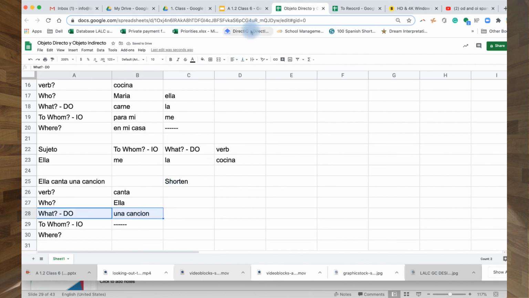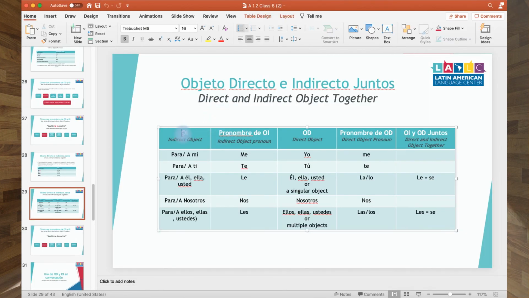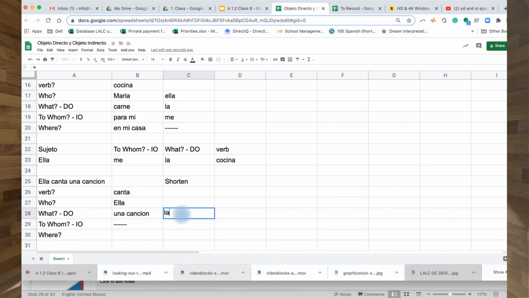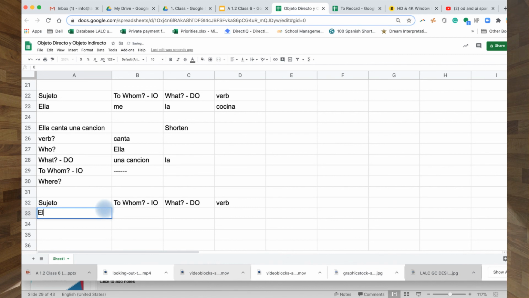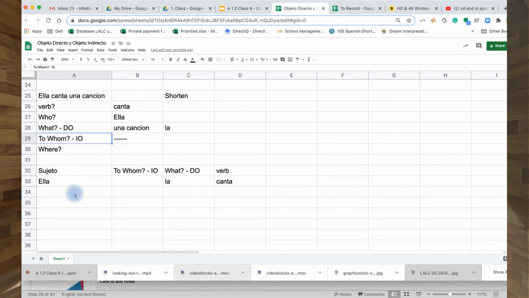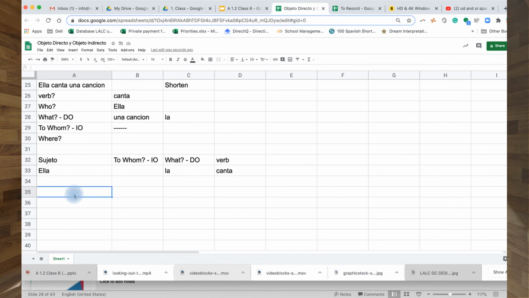So let's see. Canción is the direct object. So you go to the column, direct object. Okay. Feminine singular object, la. So you put la. And then where, it doesn't say either and it doesn't really matter. So now let's replace it. So sujeto will be ella, to whom we don't have, what, la canción, and canta. You see, ella la canta, she sings it.